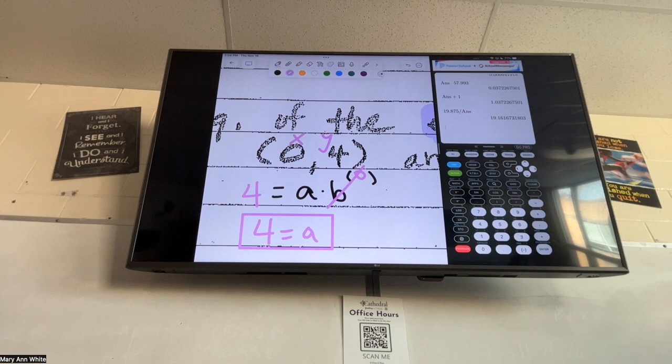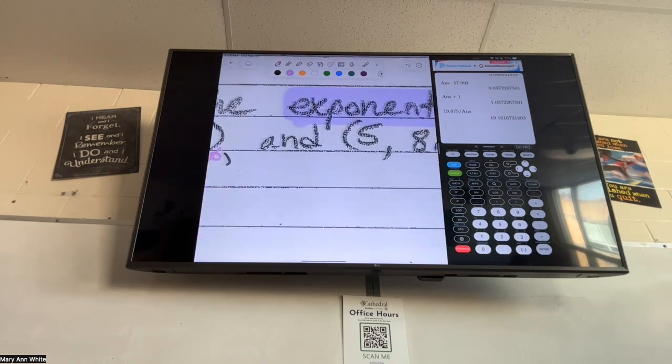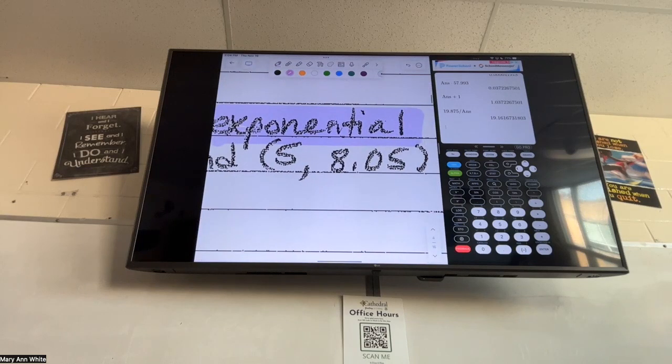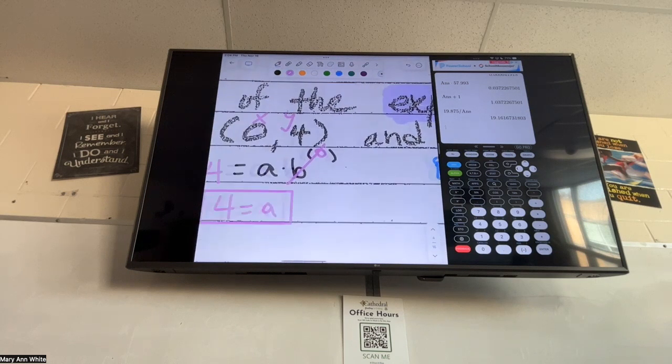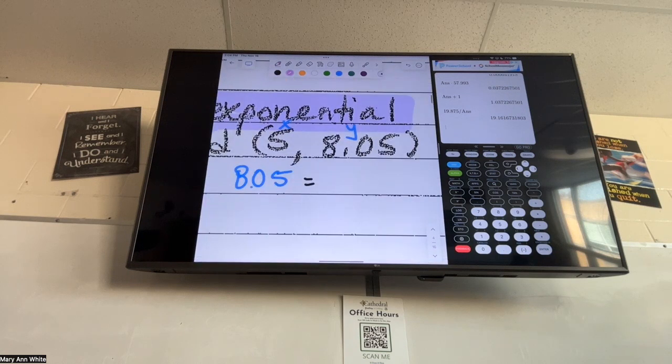Now we're going to take that new A, and then we're going to take the other ordered pair that was given to us. X is 5, Y is 8.05. So 8.05 is equal to A, which we just found was 4, times B raised to the X, which is 5.